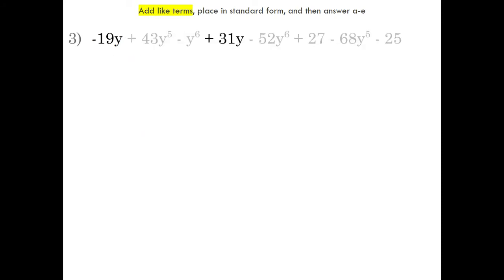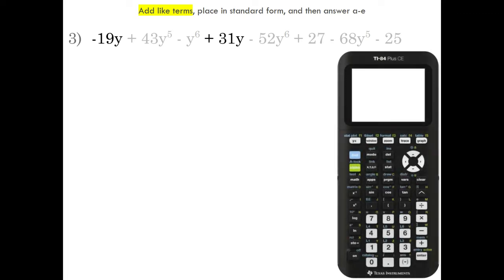We have negative 19y, a positive 43y to the 5th, negative 1y to the 6th, positive 31y, a negative 52y to the 6th, a positive 27, a negative 68y to the 5th, and negative 25. Again, you work left to right, so negative 19y. What other term has just a y to the 1 power? That is the 31y. You add the coefficients together. Negative 19 plus 31 is 12, and it's going to be 12y. The answer is not 12, it is 12y.